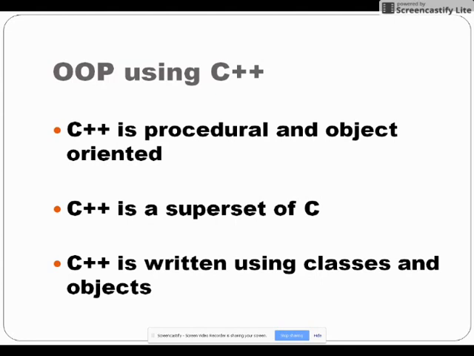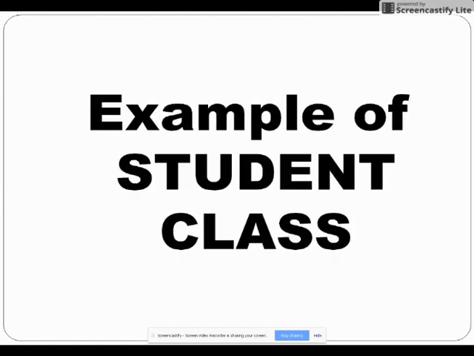C++ language is a superset of the basic programming language C. So if you know C programming language, understanding C++ programming language is not a difficult task. A lot of the syntax is the same. C++ language in fact is written using classes and objects. We will now understand how to write a program using classes and objects, taking an example of a student class.